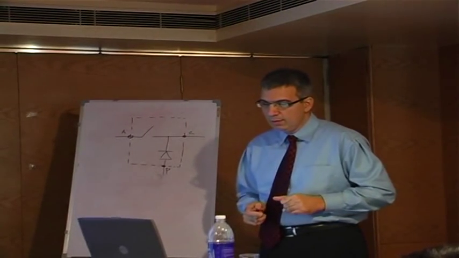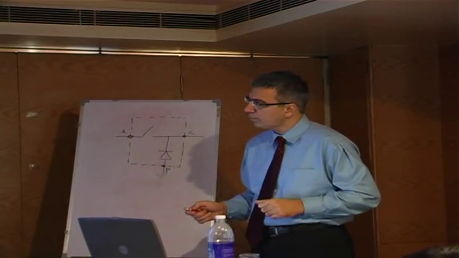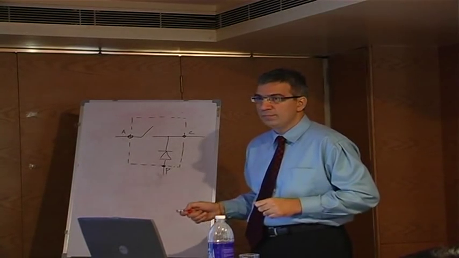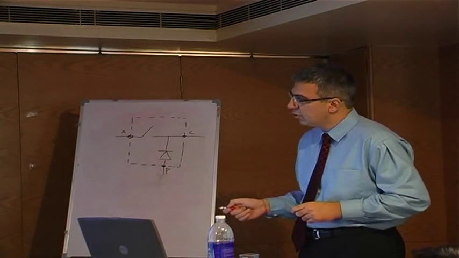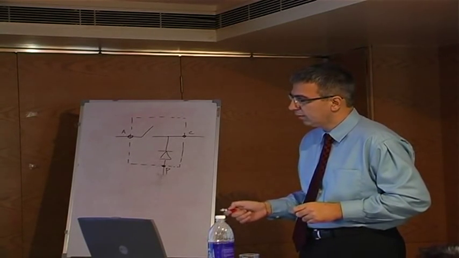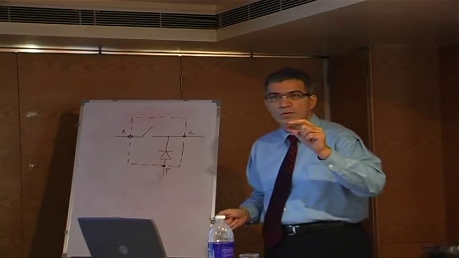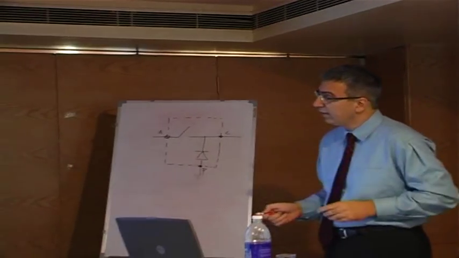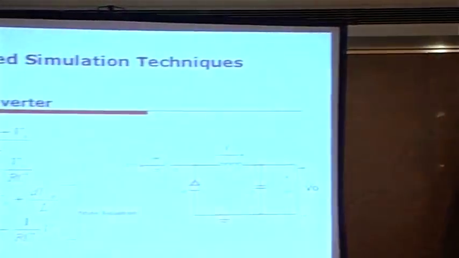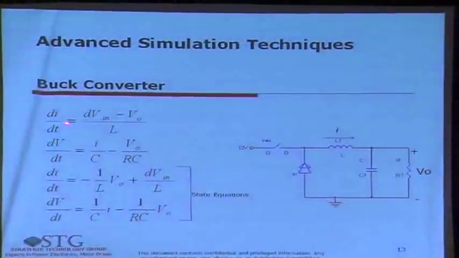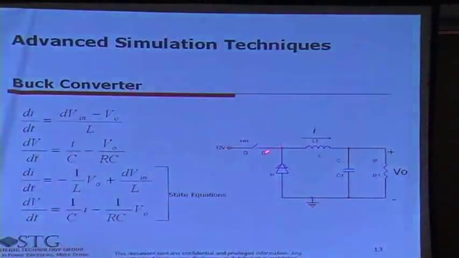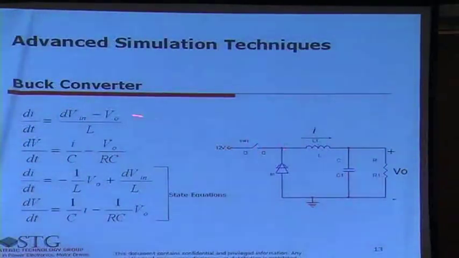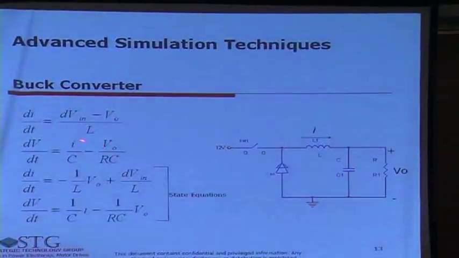So, what was done? Let's look at this circuit again, and we're going to pay attention to the inductor current and output voltage. Those are the two variables which are important to us. So if I write the equation, di/dt is equal to (dV_in minus V_output) divided by L, because the voltage here is basically dV_in, because of the duty cycle of this switch.